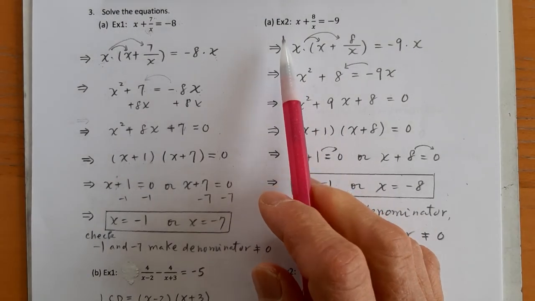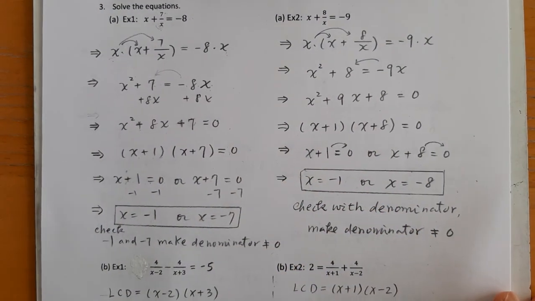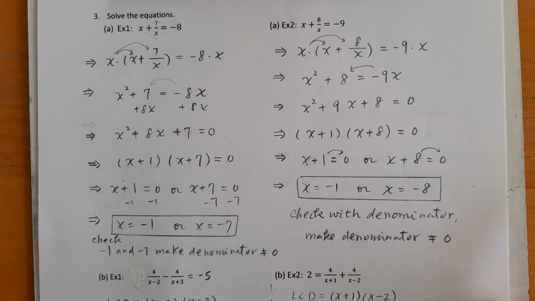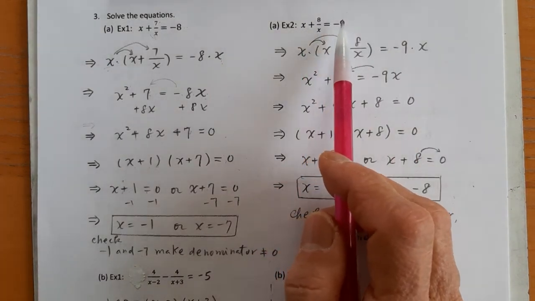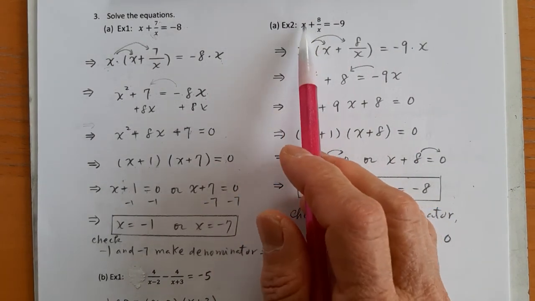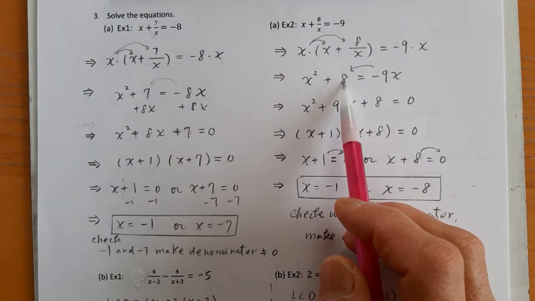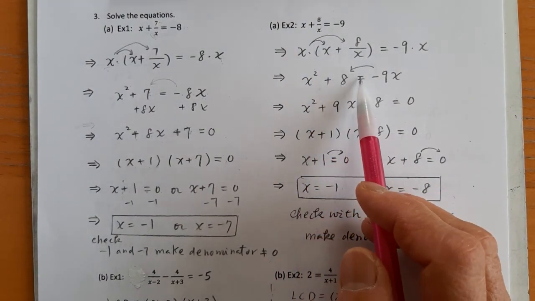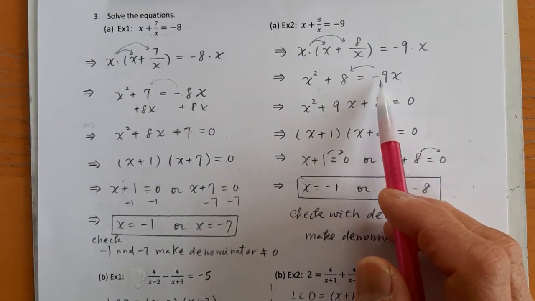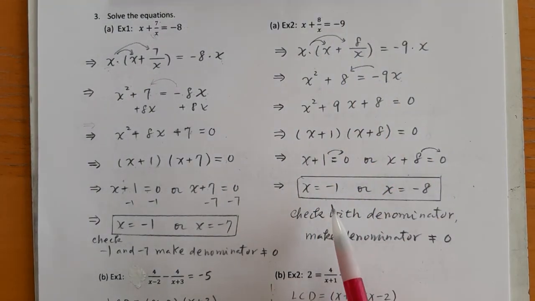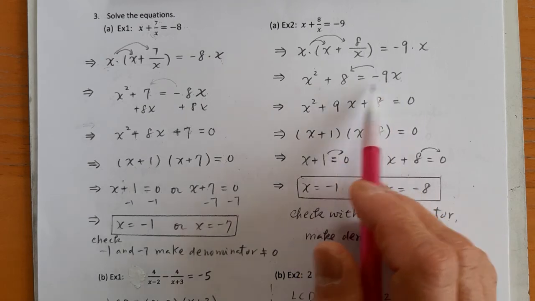And example 2 also, you multiply each term by x. The LCD is x. x times x is x squared. 8 over x times x, the x cancels, get 8, equals negative 9 times x, which is negative 9x. Then you add 9x to both sides.